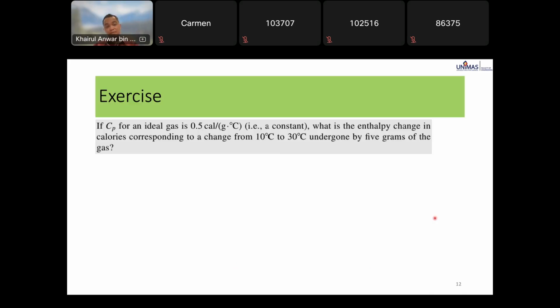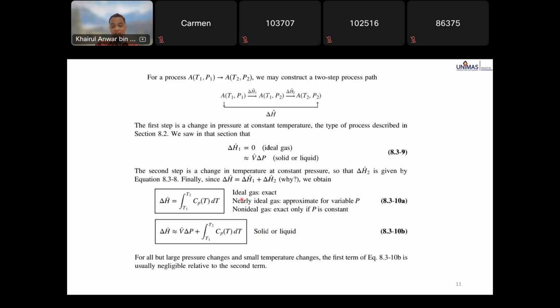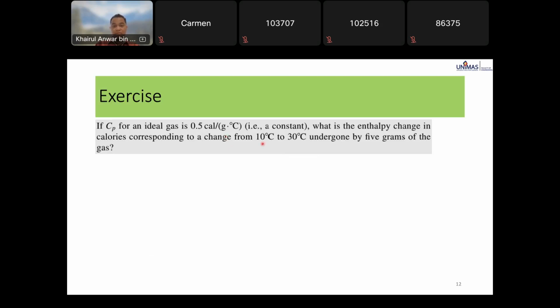Exercise. If Cp for an ideal gas is that value, what is the enthalpy change in calories corresponding to a change from 10 degrees C to 30 degrees C undergone by 5 gram of the gas? This refers to the first expression, because it is an ideal gas. So we need to integrate Cp from 10 to 30, as you get the Cp, multiply with the gram. Then you get the enthalpy change.